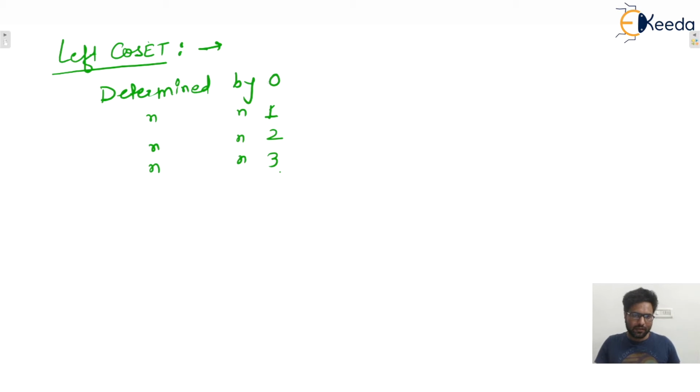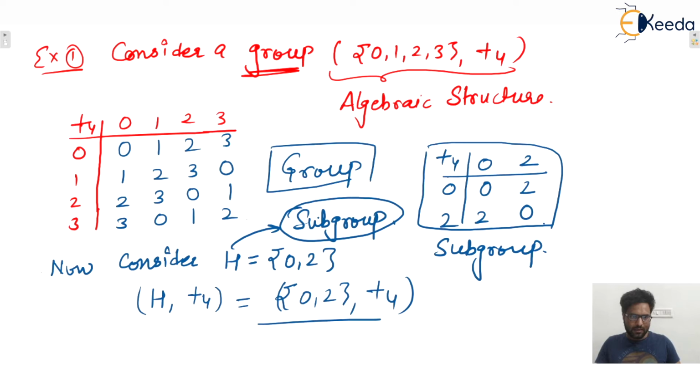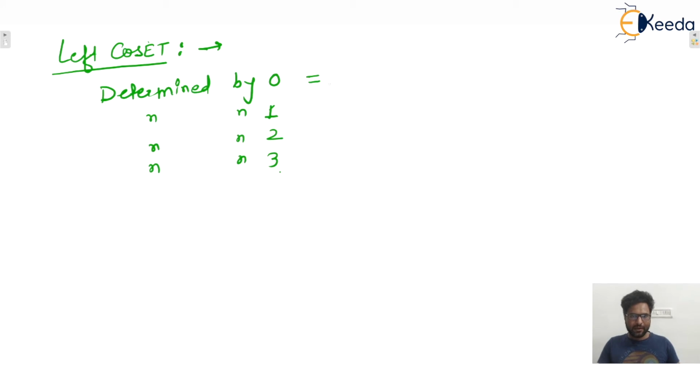So we'll see, determined by 0 is equal to what? We can say that 0 addition modulo with 0 will be equal to 0, and 0 addition modulo with 2 will be 2 only. So there are 2 results, 0 and 2. Similarly for 1 you can check that it is 1 comma 3. For 2, we can say 0 comma 2, and for 3 it is 1 comma 3.